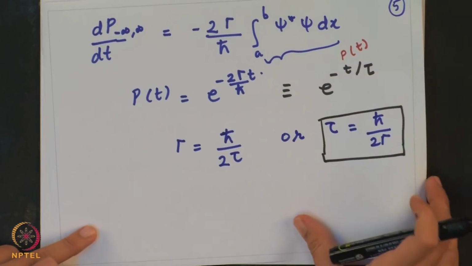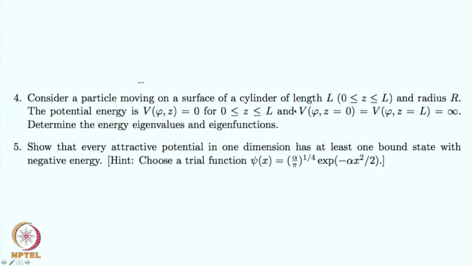Then we go to the next problem, which says that you have a particle which is moving on the surface of a cylinder of length L. So, along the z direction, z is between 0 and L, and r is the radius of the cylinder. Potential energy is given by this. For the region between 0 and L, potential is 0, and at the boundaries V is infinity.